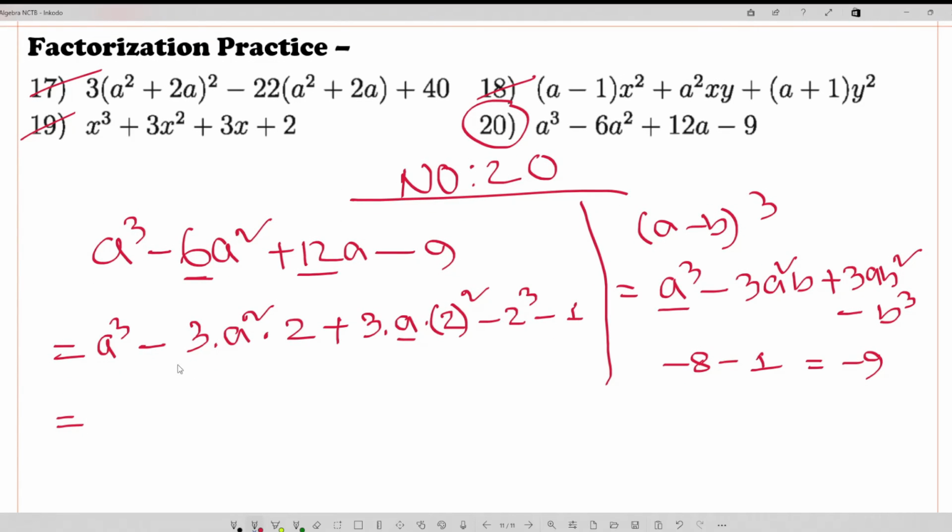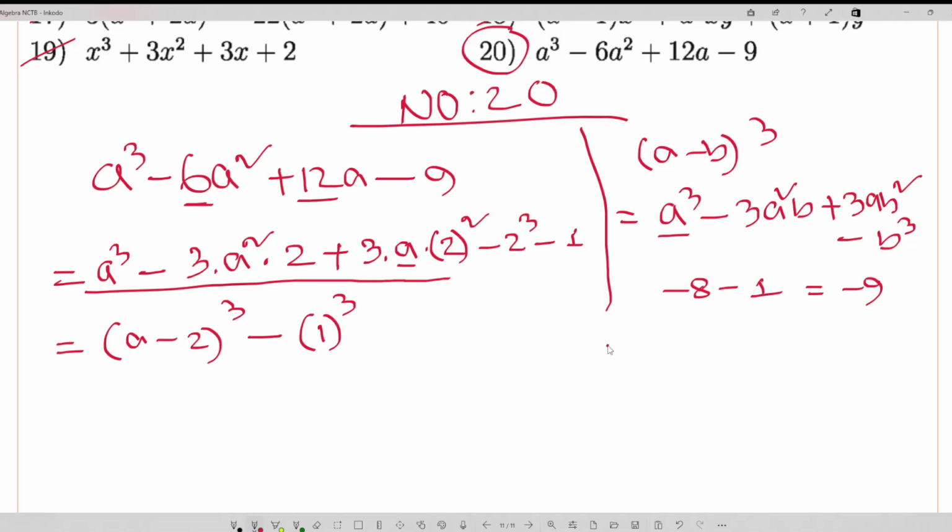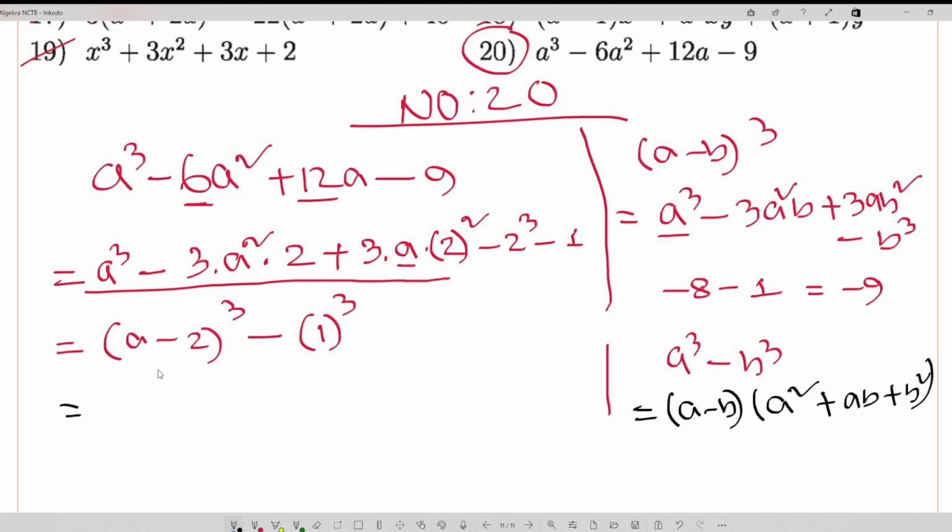Next, this one we can write a minus 2 whole cube, right? And here is a minus 1, also we can write 1 cube. So this one is also looking like a cube minus b cube. What is the theory? We can write a minus b times a square plus ab plus b square. So this one is also similar.